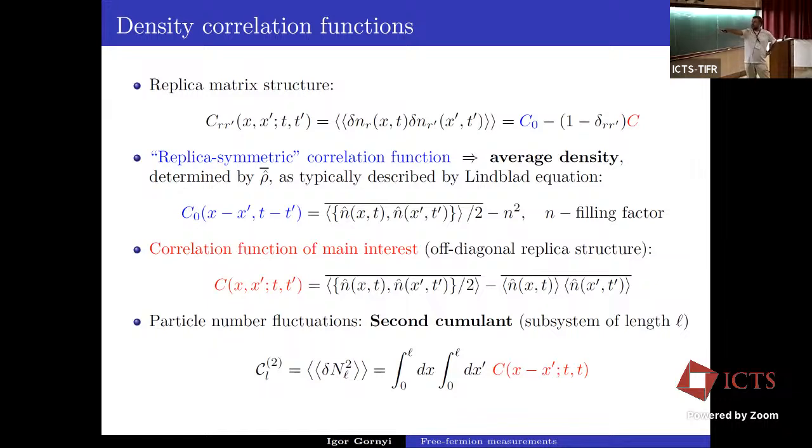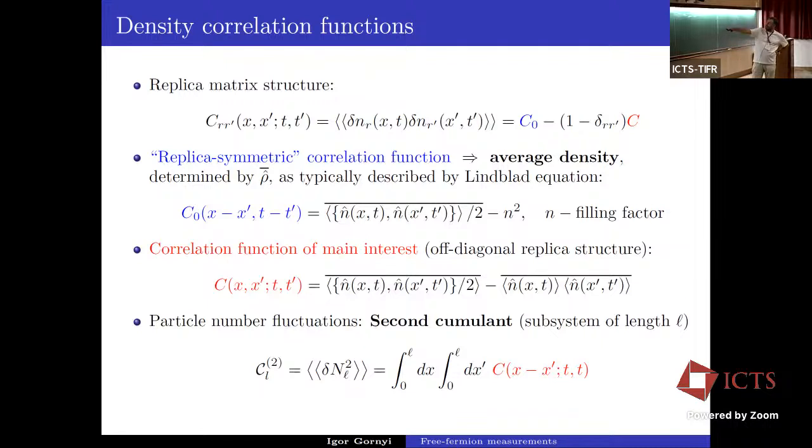The diagonal in replicas correlation function describes the average density, and it's governed by the conventional Lindblad type equation for the average density. But this correlator does not tell us anything about particle number fluctuations and entanglement entropy. So the correlation function of main interest is this replica off-diagonal correlation function.